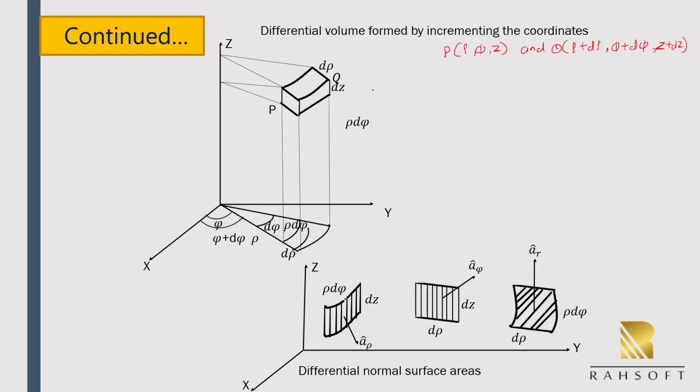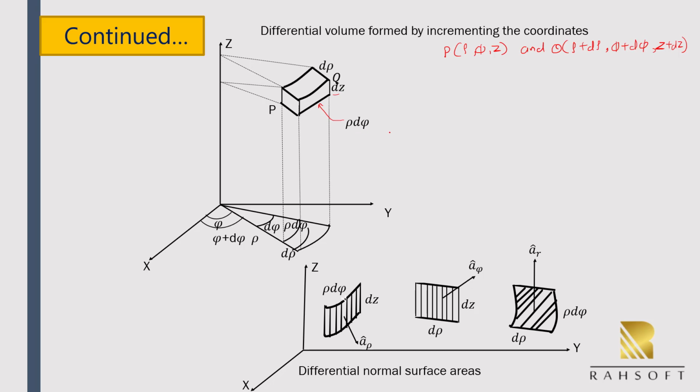So these increments make a small box with differential length elements d rho, rho d phi, and dz. You can see here, the differential length is d rho, and this side is rho d phi, and this is dz.